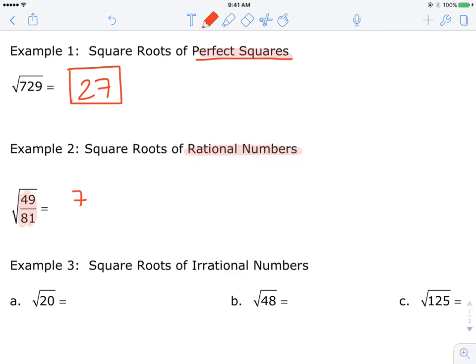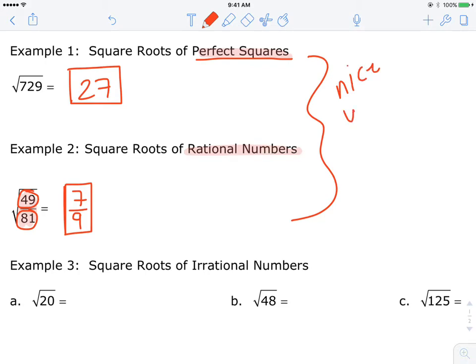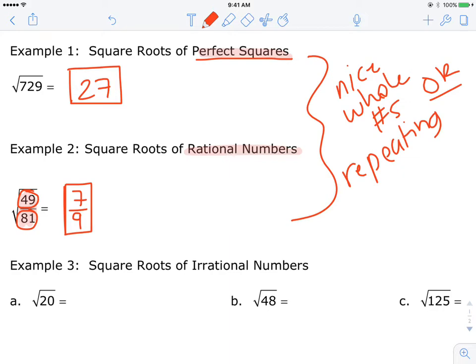In your calculator you would press math, enter, enter, and you would get 7/9, which kind of makes sense. We've got a 49 and an 81, and those numbers have correlations with 7 and 9. And now we're going to get into the main stuff. These ones either give you nice whole numbers or repeating decimals. In other words, they can be written as a fraction.